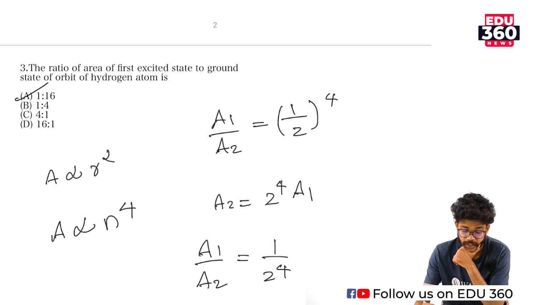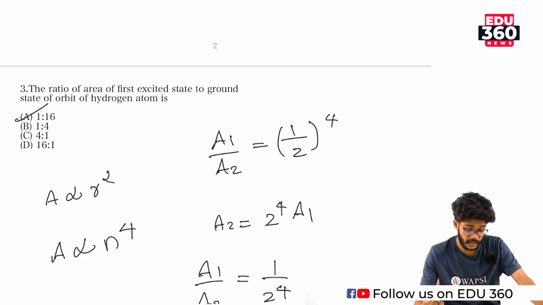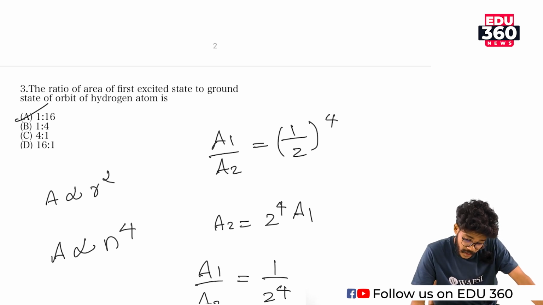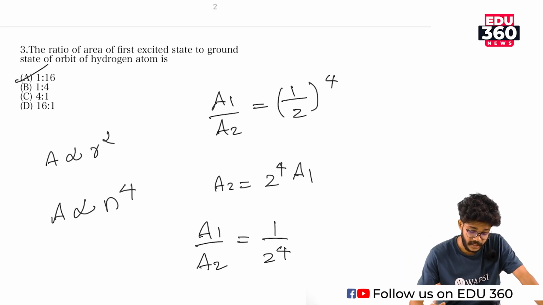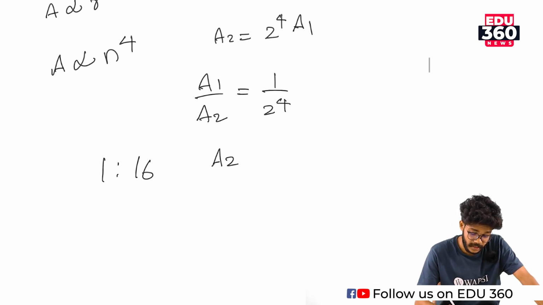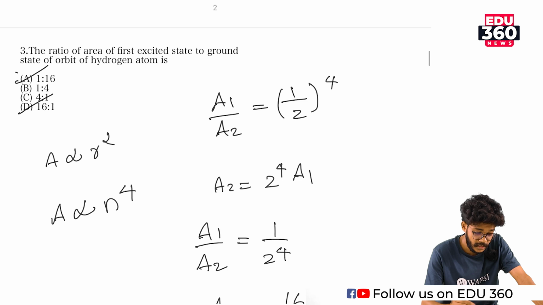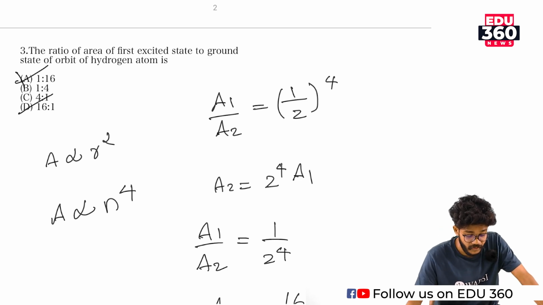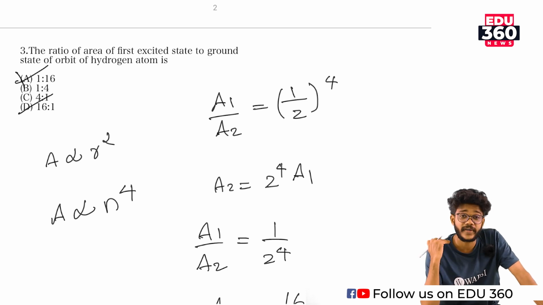Option A is the correct answer. Okay, so because the question asks for the area of the first excited state, the area of the first excited state is to be calculated. So actually they are asking a2 by a1, which is equal to 16 by 1. That means 16 is to 1 is the correct answer, and option A is wrong. 1 is to 16 is incorrect, because they are asking the ratio for the first excited state.